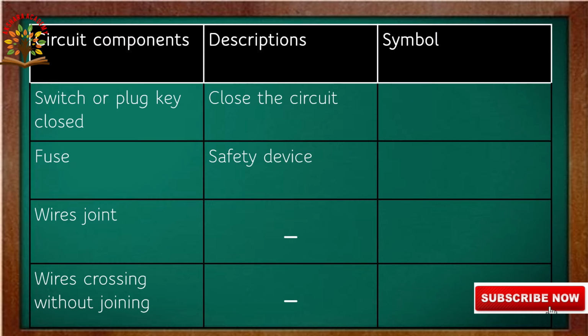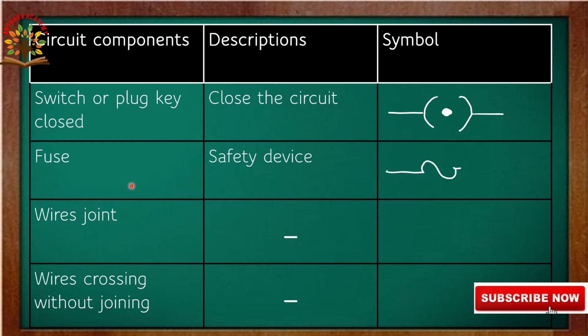Okay, next we will go for the next circuit components, descriptions and symbols. Switch or plug key closed, that is, it closes the circuit. To close the circuit, we have to use this symbol. This dot denotes closing the circuit. Whenever we put this dot, current flows through all the circuit components along the circuit.